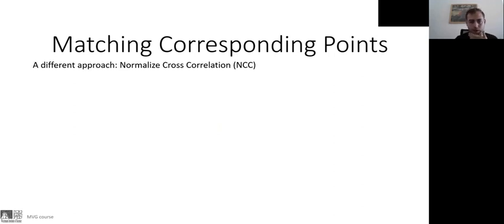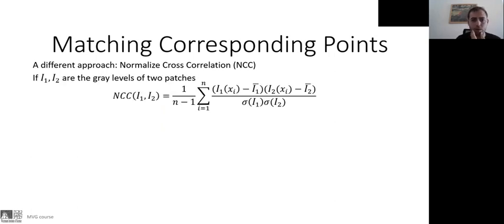So another metric to compare patches is called normalized cross correlation. If I1 and I2 are again the gray levels of 2 patches, from each pixel we subtract the average patch value, and then divide by the standard deviation of the patch. And then we just use dot products between the normalized patches to get their similarity in this case.